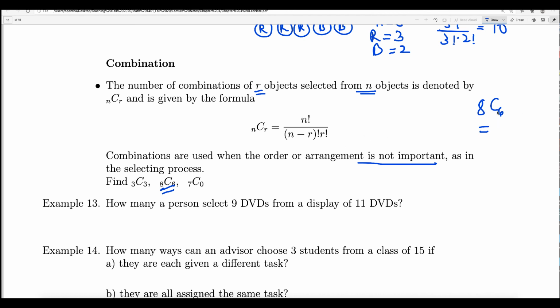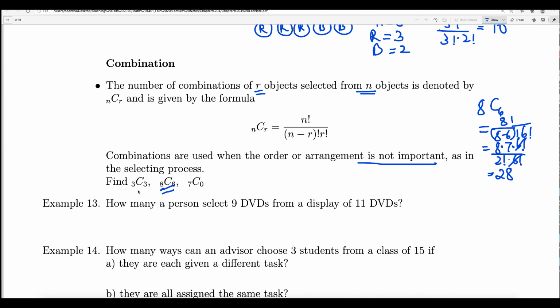So the formula says n equals 8, r equals 6, right? So 8 factorial over 8 minus 6 factorial, and then 6 factorial. This is how you do it. So what do you get? 8 times 7 times 6 factorial. I want to stop at 6 factorial because there is 6 factorial in the denominator, and I can cancel that. 2 factorial times 6 factorial, so you cancel that. That will be 8 times 7 divided by 2 times 1, right? That is 56 over 2, that will be 28. That's what you will get.